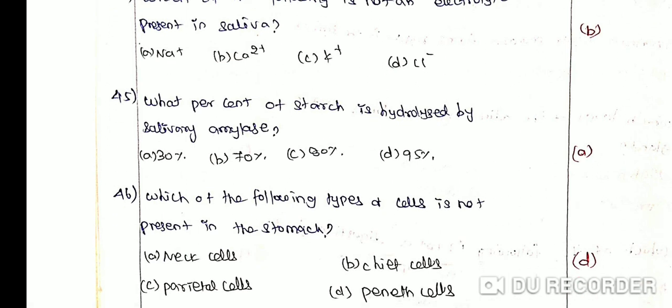What percent of starch is hydrolyzed by salivary amylase? Option A 30%, option B 70%, option C 80%, option D 95%. The correct answer is option A 30%. In the buccal cavity, about 30% of starch is hydrolyzed by the salivary amylase or carbohydrate splitting enzymes, which act at a pH of 6.8 and convert starch into a disaccharide, maltose.